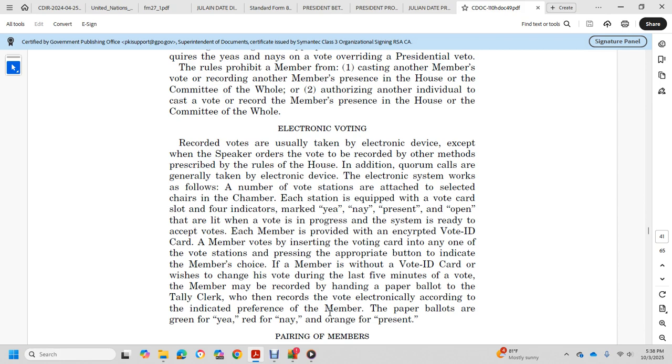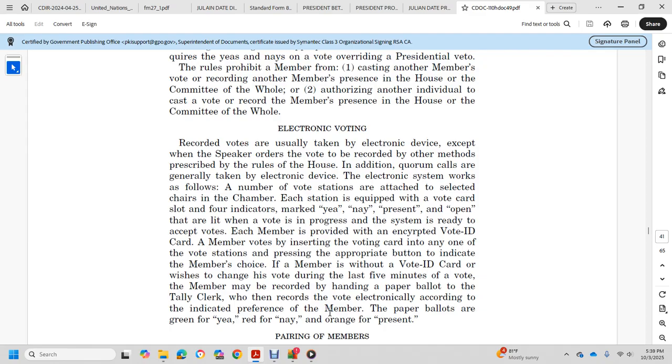In addition, the quorum call is generally taken on the electronic device. The electronic system works as follows: all of the voting stations are numbered and attached to the chairs of the chamber. Each station has a slot for the vote card, with a slide to indicate yea or nay, and is open when the vote is in progress and the system is ready to accept votes. Each member is provided an encrypted voter ID card. A member votes by inserting the voting card into any one of the voting stations and pressing the appropriate button to indicate the member's choice. A member who wishes to change his vote may do so during the last 5 minutes of the vote.